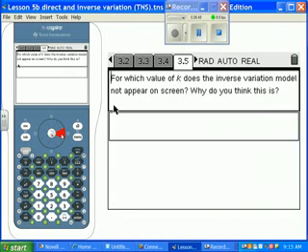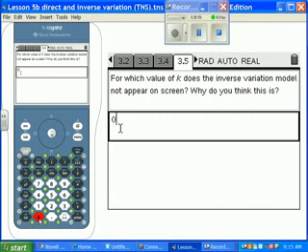All right, so what values of k does the inverse variation model not appear on the screen? 0. Why? Sorry, function. Yeah, function. 0, when you multiply anything by 0, it goes away. Okay? What are we doing for 3, 5? 0. Why do you think this is? Because when you multiply anything by 0, it's 0, so you can't graph y equals 0. It's on the x-axis.